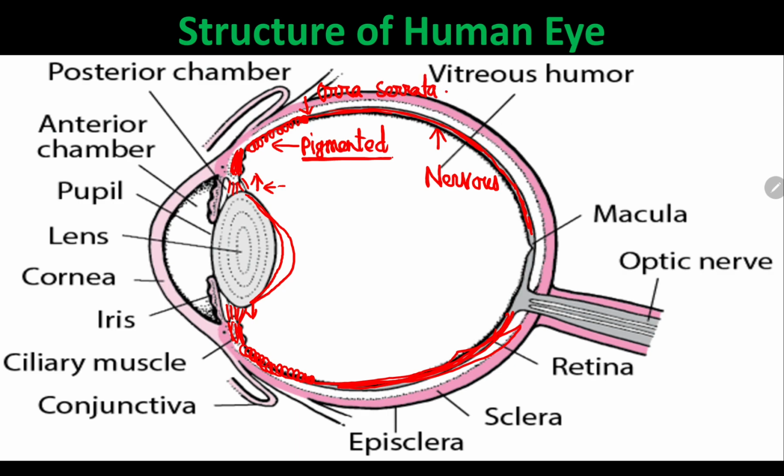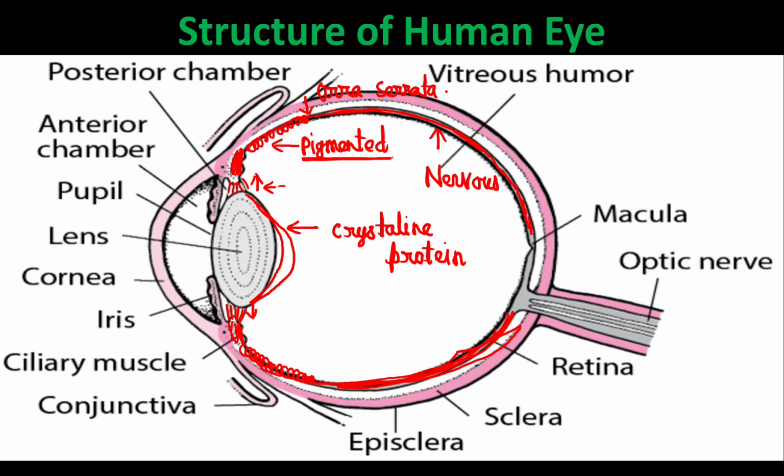Now we see this is the lens of the eye, and this lens is a convex lens, made of crystalline proteins. It's a transparent structure made of crystalline protein, and we discussed its thickness. Whenever required, it can become globular or flatter, and its thickness is controlled by our ciliary muscles.